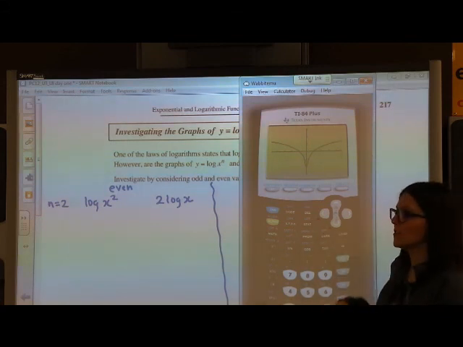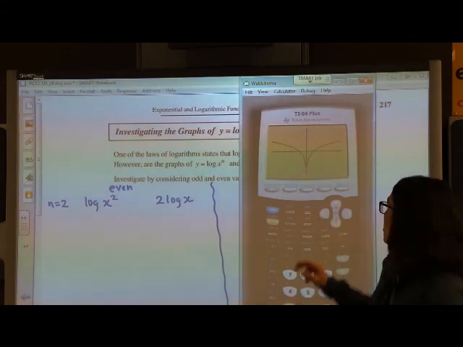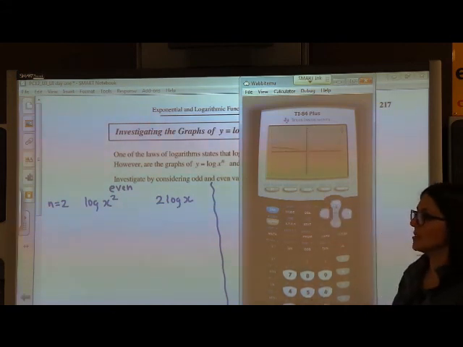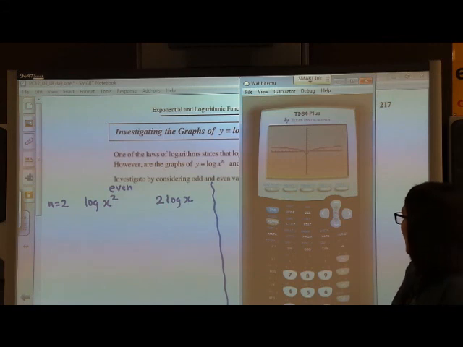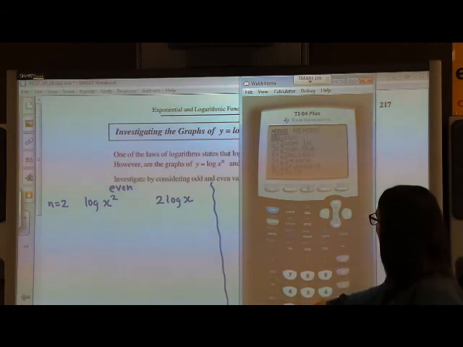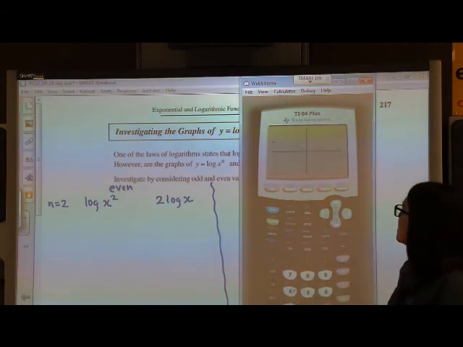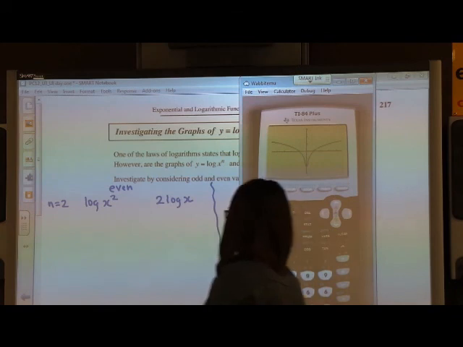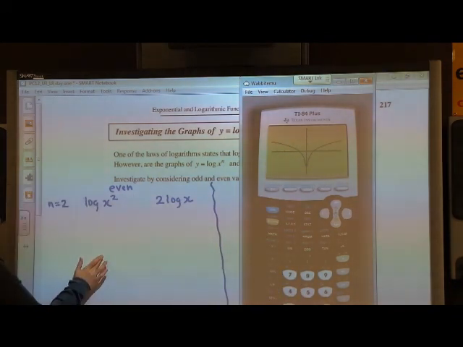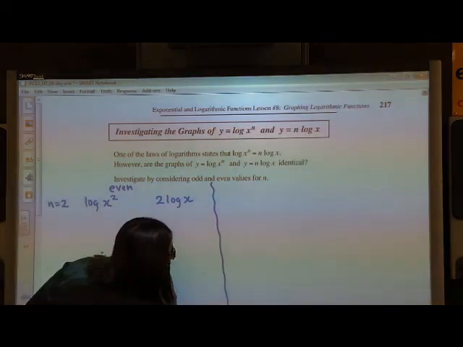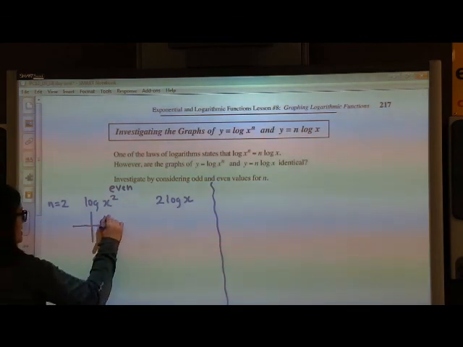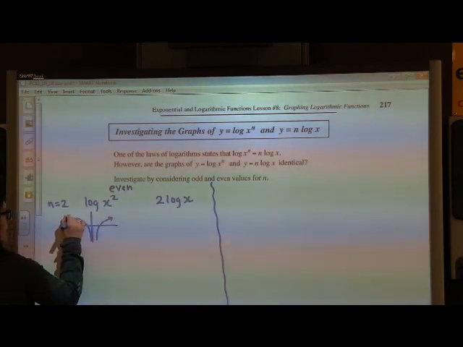What I did is I pressed zoom decimal. So I can start off with my zoom normal, or my zoom standard, and then I change this to zoom decimal. Then I see a little bit better of the graph. What I end up with is a graph that is actually on both sides. That looks like this and like that.